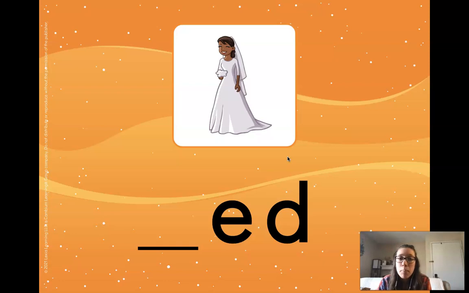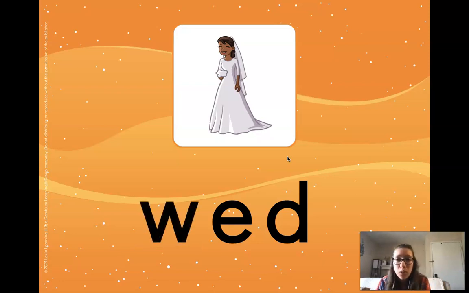So this lady is getting married, and a word we sometimes use to describe that is wed. We can see the ed ending, so all we need to do is come up with that beginning sound. What is the first sound you hear in wed? Good, the first sound in wed is w. And what letter says w? That's right, W says w.